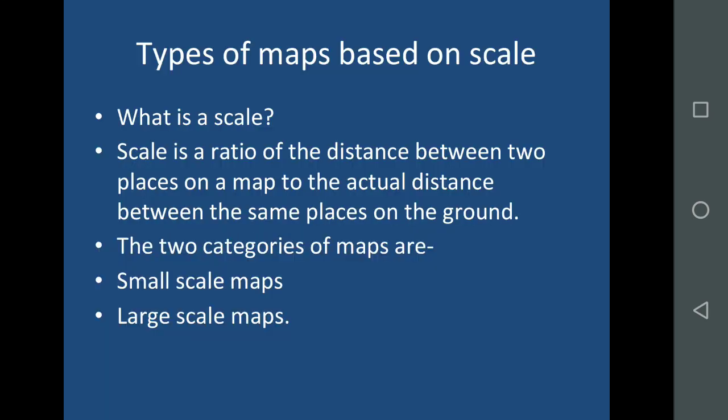Types of maps based on scale. What is a scale? Scale is a ratio of the distance between two places on a map to the actual distance between the same places on the ground. There are two categories of maps: small scale maps and large scale maps.